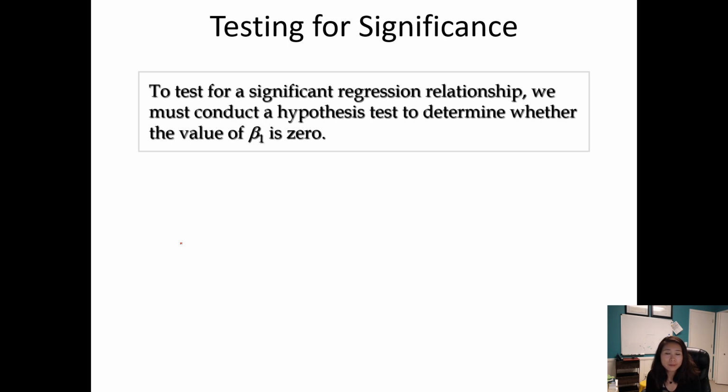Some students might ask, why not beta 0? Why are we testing whether beta 1 equals 0 or not? Why not beta 1 equal to 5? Why does it have to be 0? Why does it have to be beta 1? Let me explain that a little bit.